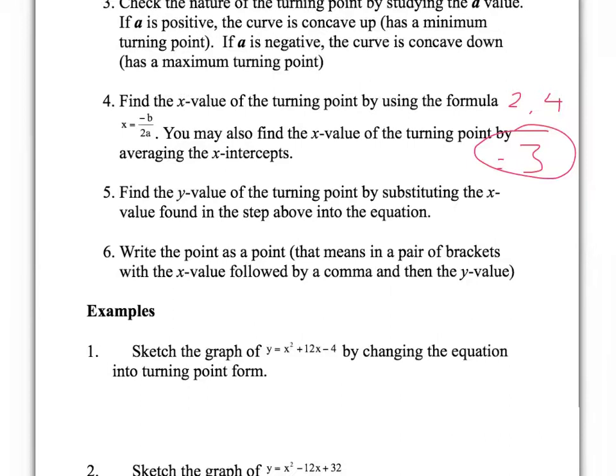Now step number 6 is worded a bit funny. It says write the point as a point. Now what it means here is in step 4 and in step 5, you've calculated an x value and a y value for the turning point, and step number 6 is simply collating that information into a point. So let's just say that the y answer we got in step 5 was 5. That means that our turning point is (3, 5). So all it's asking you to do is collate the information you got in step 4 and 5 into point form, writing it as a turning point.